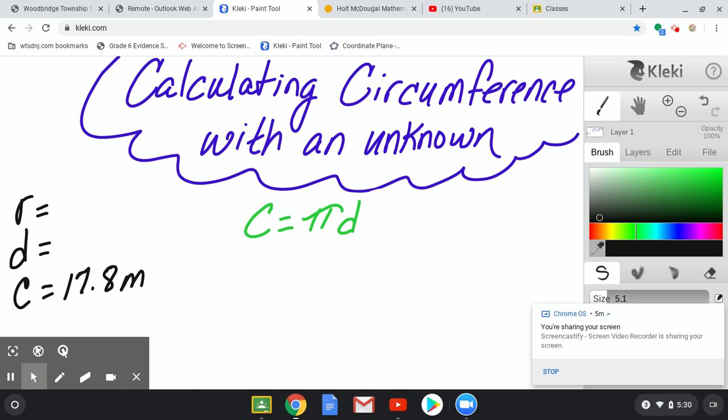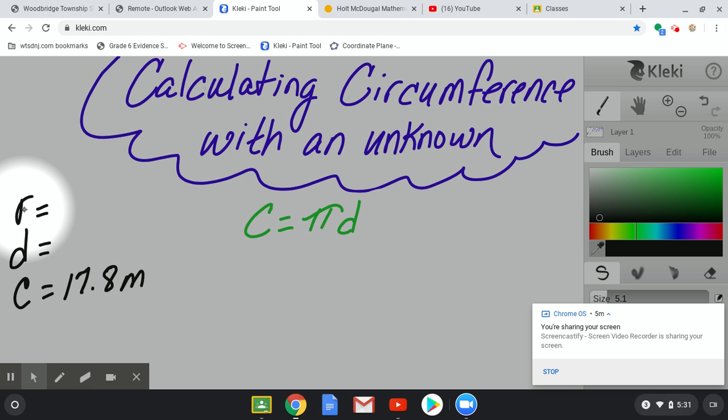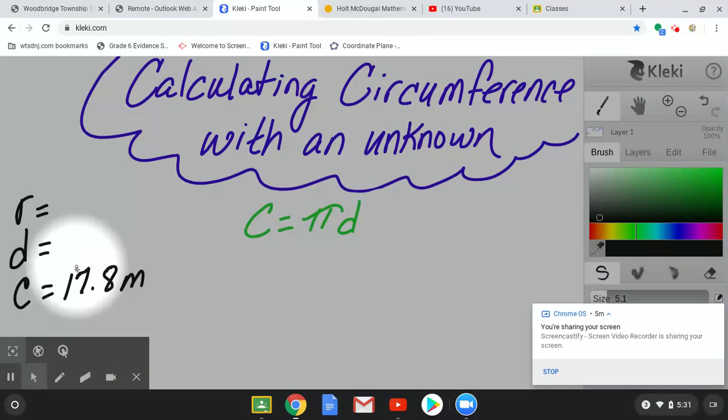Okay, so here I have, this is actually problem 21 from the textbook. They want us to find the radius, they want us to find the diameter, and they're giving us the circumference, which is 17.8 meters. So all I'm going to do is plug in the information I have into my formula, and I'm going to find my missing values.